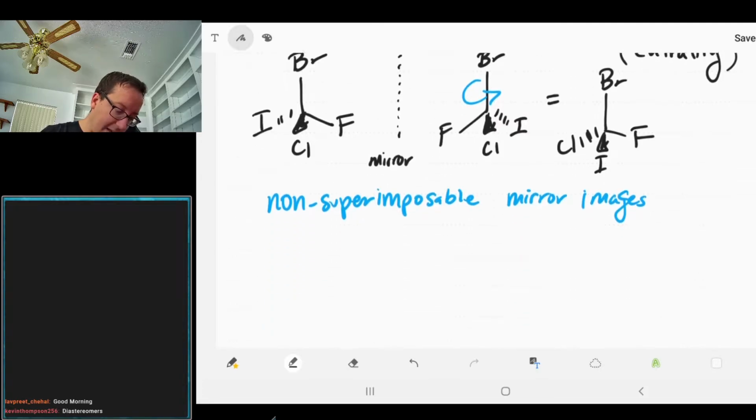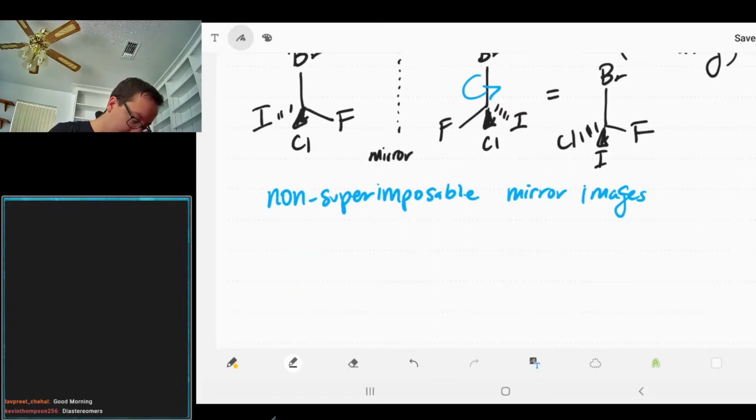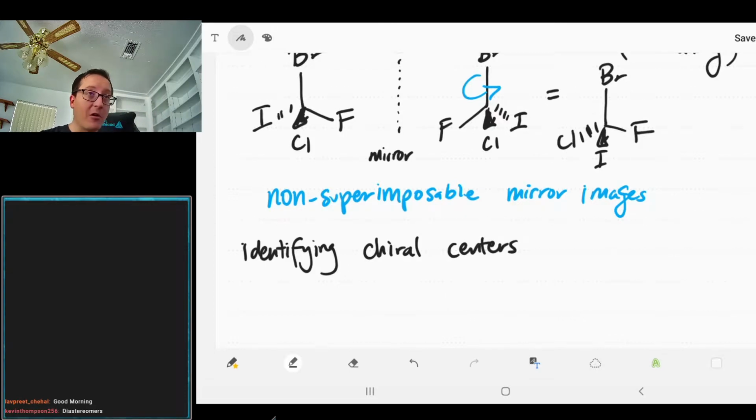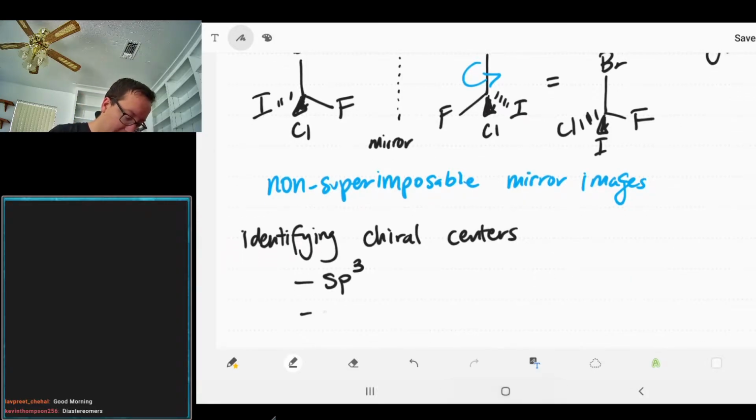Let's take a look at identifying chiral centers. Often we are looking at carbons, right? But you could have chiral nitrogens, for example, or something else. First things first, it must be sp3, and it must have 4 different things on it.